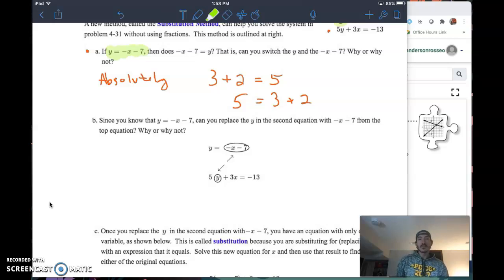Well, let's use that to our advantage then, right? And that's what it says here in B. Since you know that y equals negative x minus 7, can you replace the y in the second equation with negative x minus 7 from the top equation? Why or why not? Yeah, this is the big idea behind substitution, right? We're trading that out because we know they are equal. It is a fair trade. It's equitable. We are not breaking any rules by doing that.